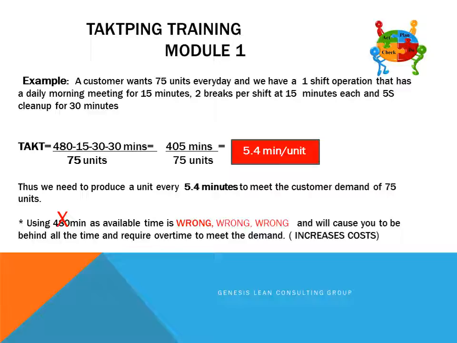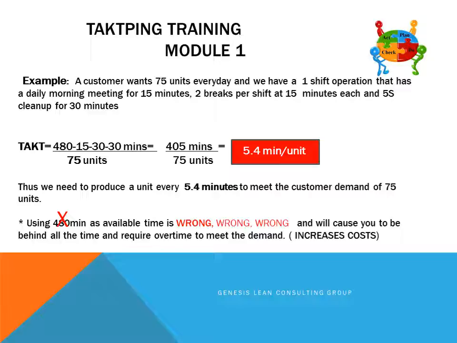So we take our 405 minutes per shift divided by 75 units, and we come up with 5.4 minutes per unit. So basically, every 5.4 minutes, we need to have a unit coming off of our production line if we are going to meet the customer demand of 75 units at the end of the day.